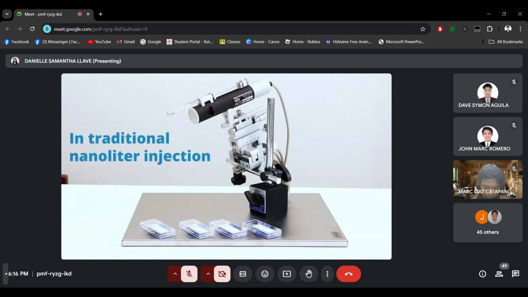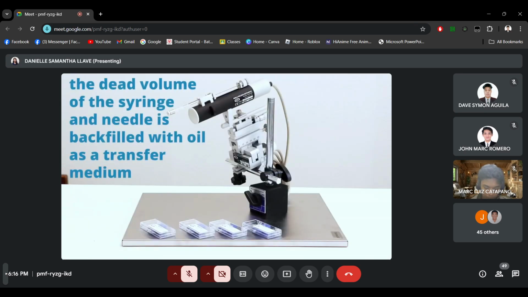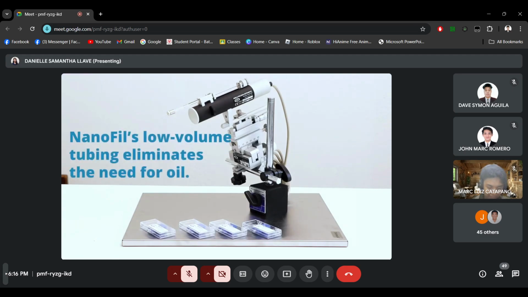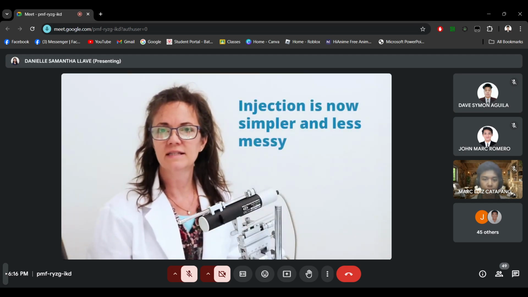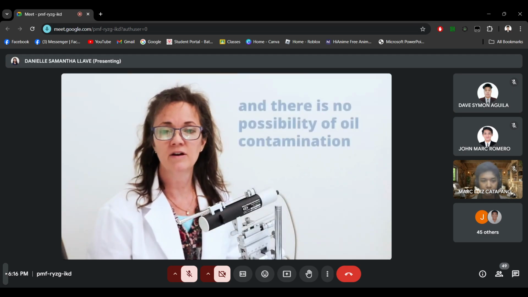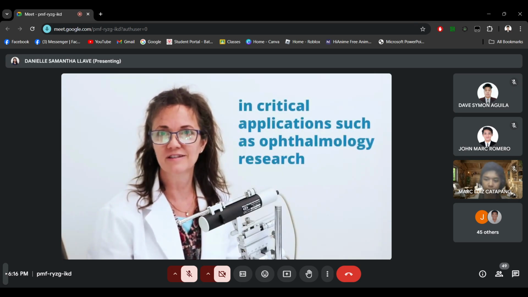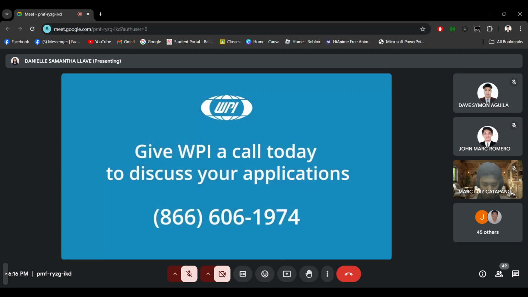In traditional nanoliter injection, the dead volume of the syringe and the needle is backfilled with oil as a transfer medium. This makes the process messy and risks contamination of the injected sample. NanoFill's low volume eliminates the need for oil. Injection is now simpler and less messy, and there is no possibility of oil contamination in critical applications. If you have any questions, just give us a call.